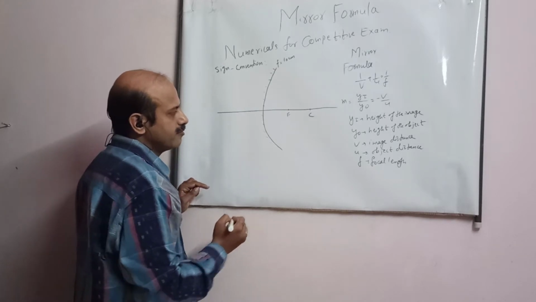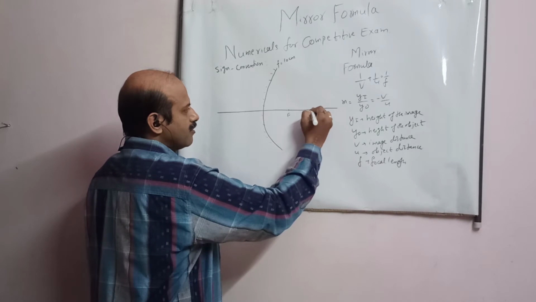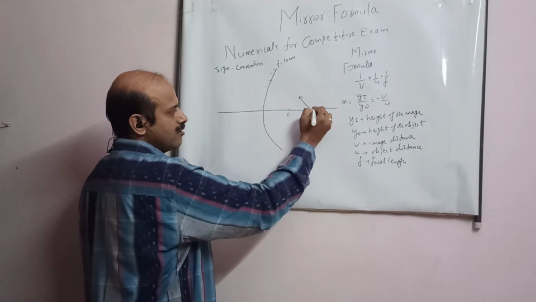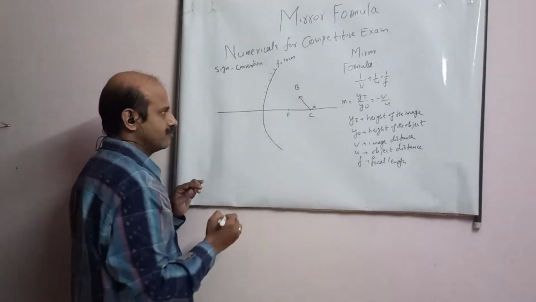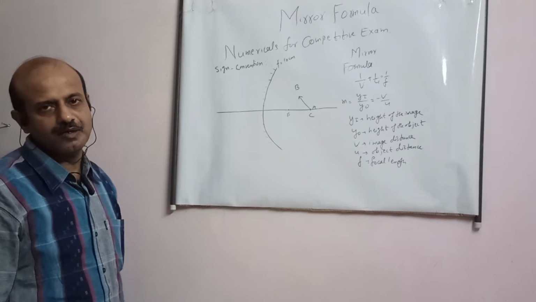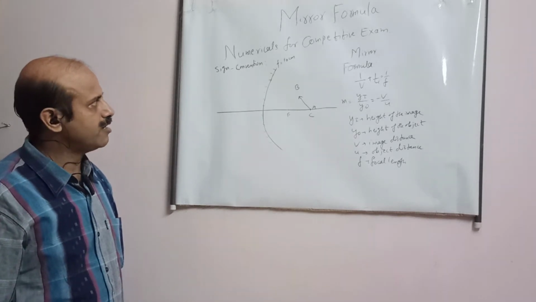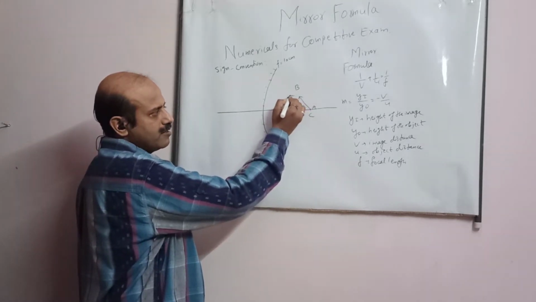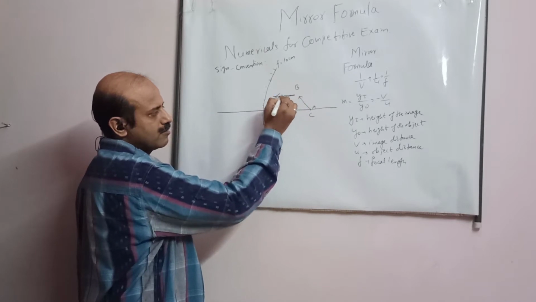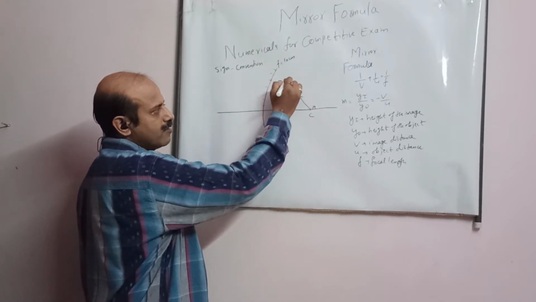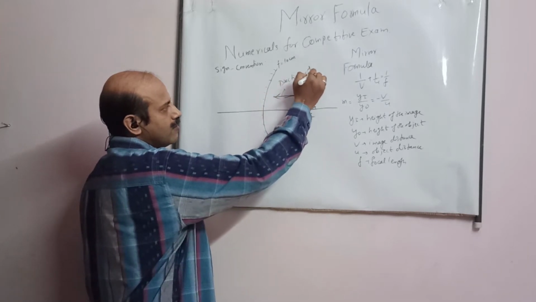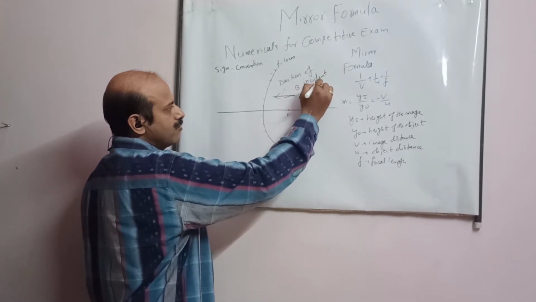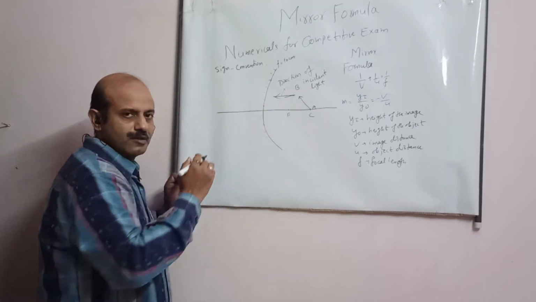And suppose, student, an object is kept like this. This is the object, student. How will you find out the image? First, sign convention, you see. This is the object. See, the direction of incident light is this. This is the direction of incident light. Light is coming in this direction.